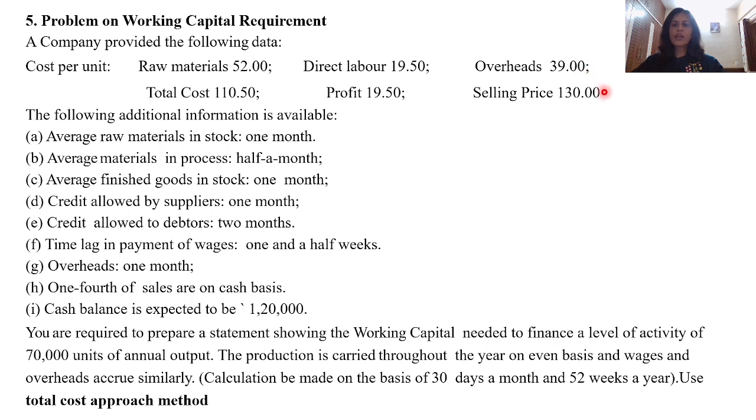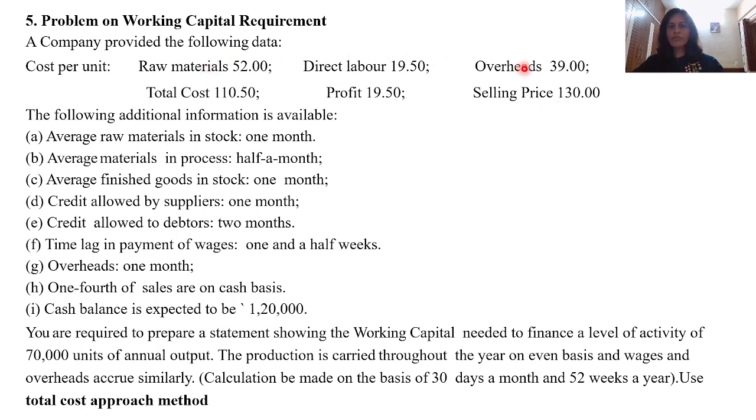Here you can find out some rates are given. Raw material per unit rate is given. Direct labor per unit rate is given. Overheads per unit rate is given. Total cost means including these 52, 19.50 and 39. These three including becomes 110.50. If you add a profit here, it becomes your selling price.